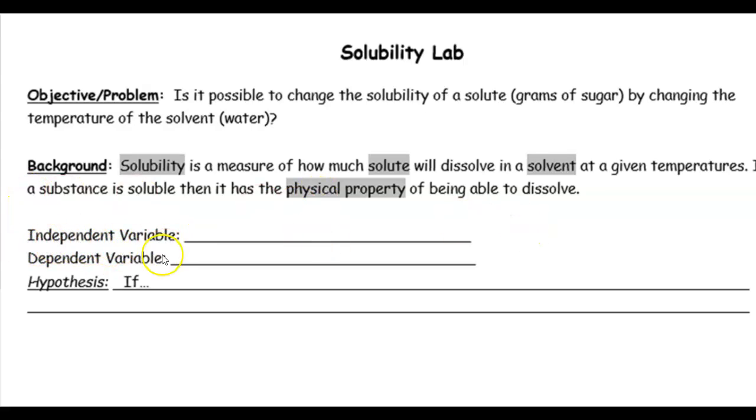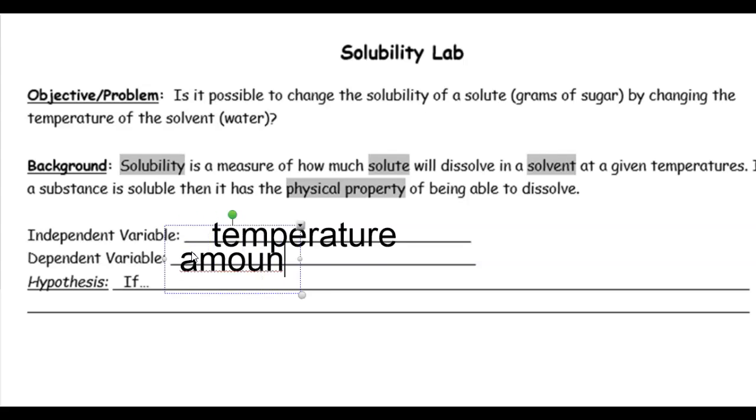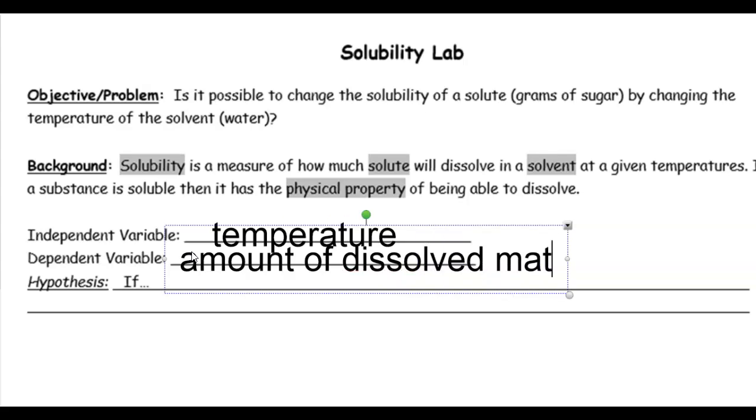Let's look at our variables. Independent variable is the thing that we are going to change. We are going to be changing the temperature of the water. Dependent variable. Think about what that means. What will depend on the change in temperature? So depending on the temperature, the amount of material that can dissolve will change.